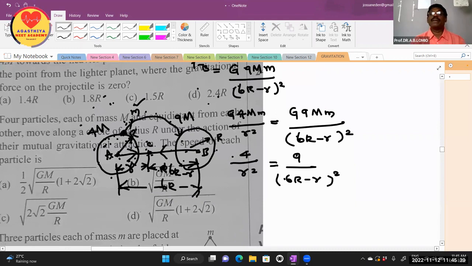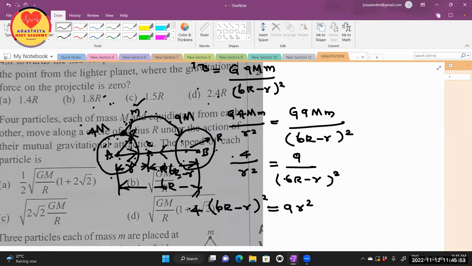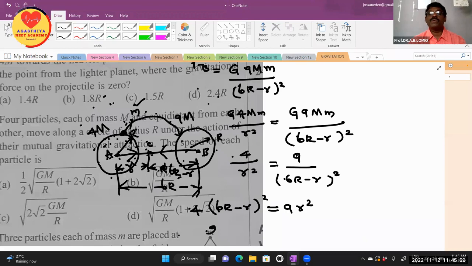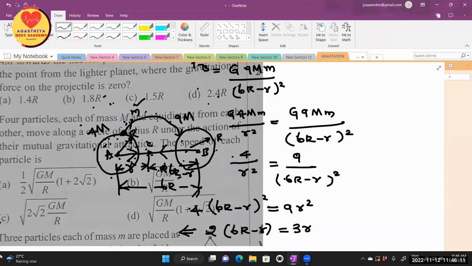Now let us cross multiply. (6r minus small r) whole square into 4 is equal to 9r square, isn't it? To simplify further, let us take the root on both sides. When you take the root of 4, it becomes 2, and this quantity becomes 6r minus r only. Here 3r. Finally, it becomes what? Just multiply the two: 12r minus 2r equal to 3r.